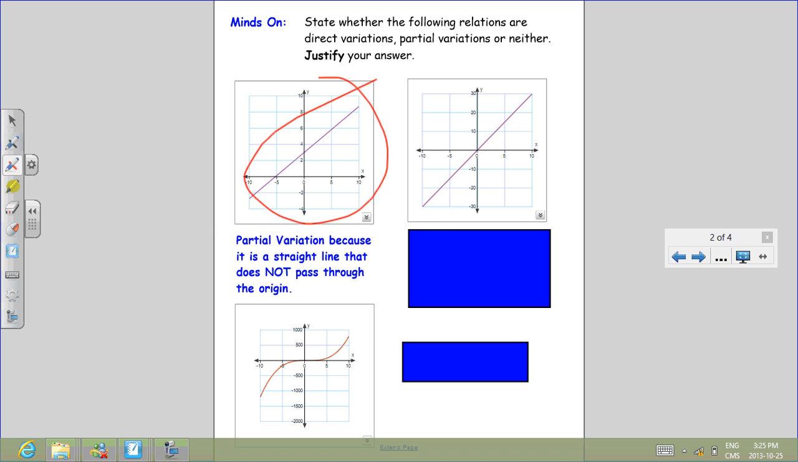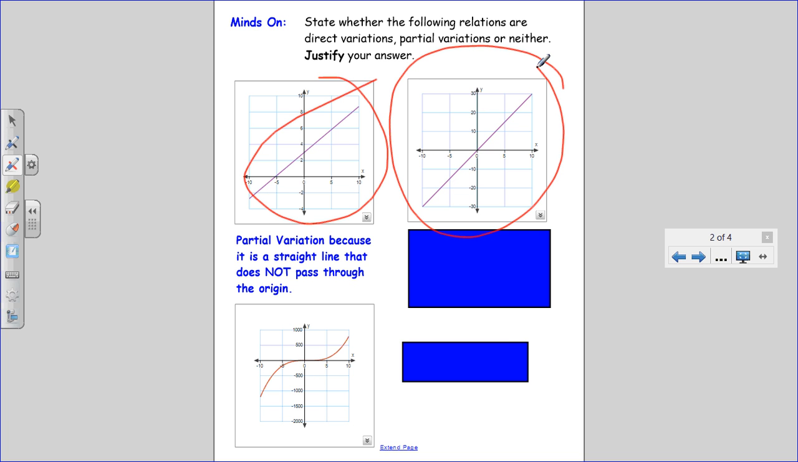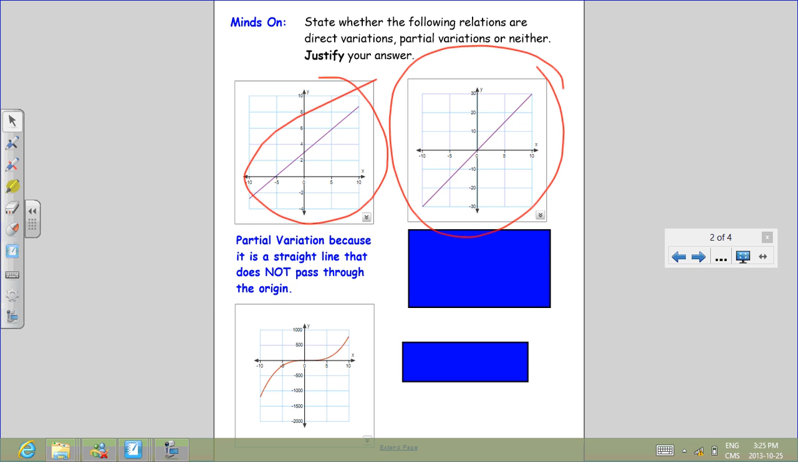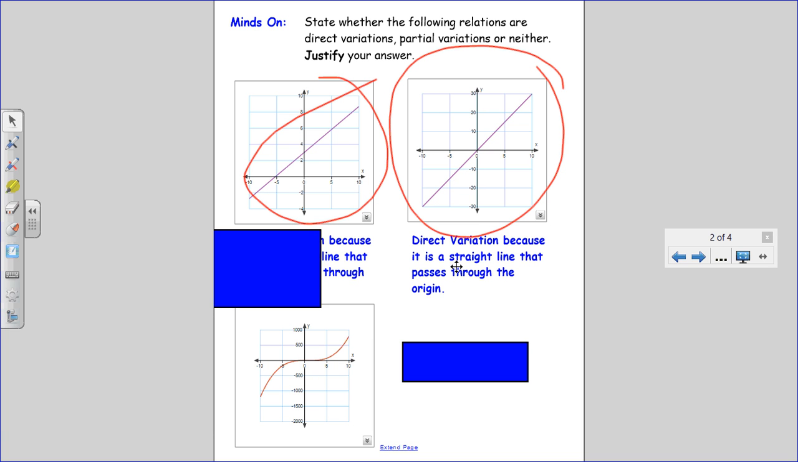When we look at the graph beside it, we again see a straight line. And that graph does in fact go through the origin. So it's a direct variation because it is a straight line that passes through the origin.